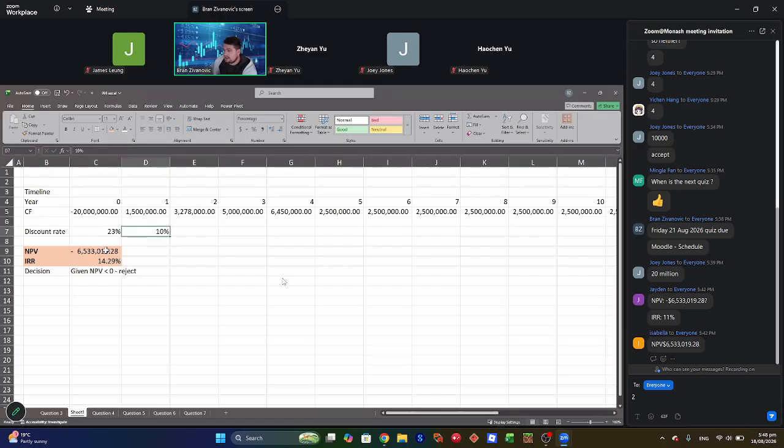Now, in the second part of the question, you'll find that it wants 10%. So I'm just going to paste what I have to speed up the process. And you'll find that the IRR here is less than the discount rate, so we reject.